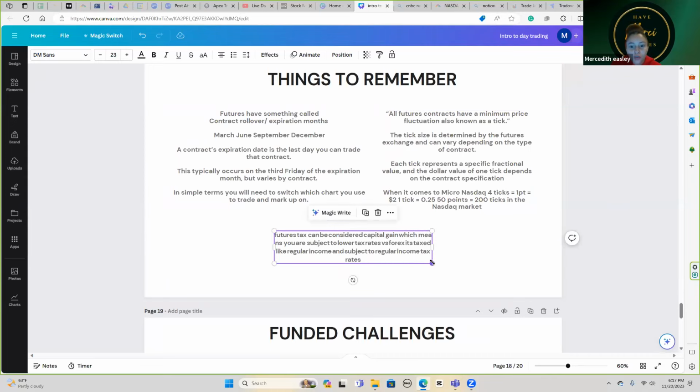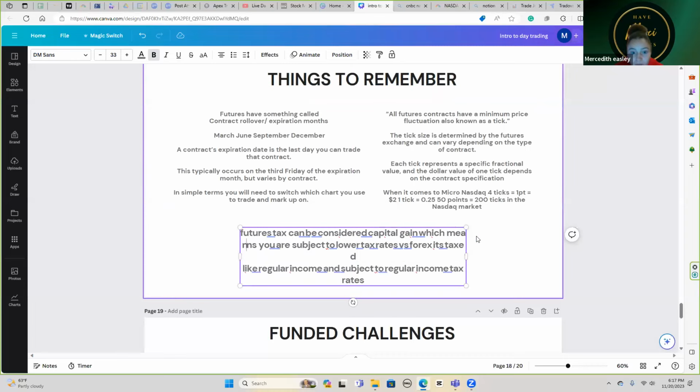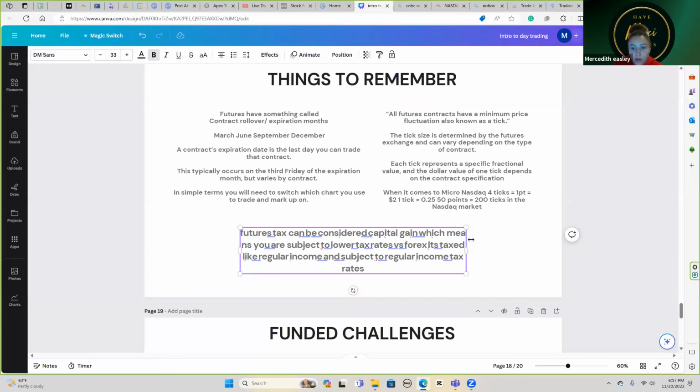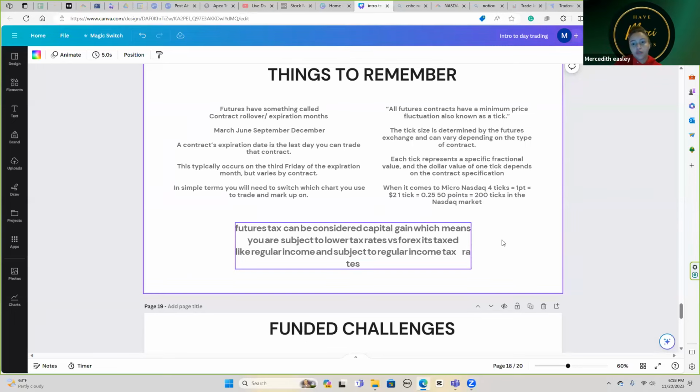Why I like futures a little bit better than Forex: futures tax can be considered as capital gain, which means you are subject to lower tax rates. Versus Forex, it's taxed like regular income and subject to regular income tax rates. If you're trading demo, don't worry about this. If you're making less than even $500, don't worry about this. This is when you're really making a lot of money with this. But that's just good to know.